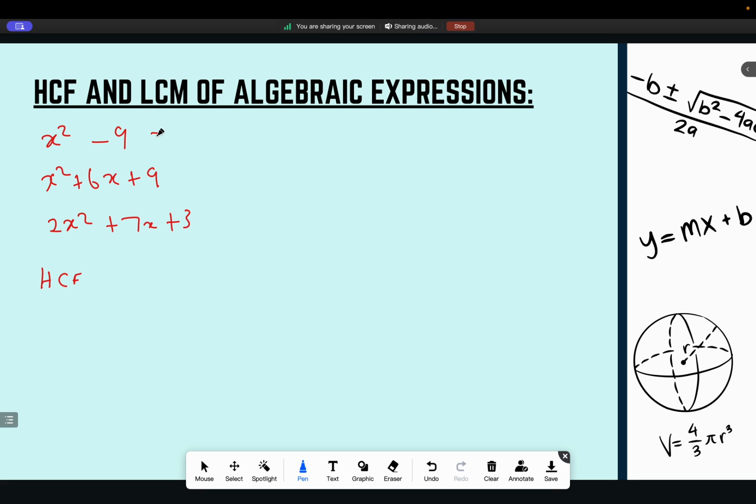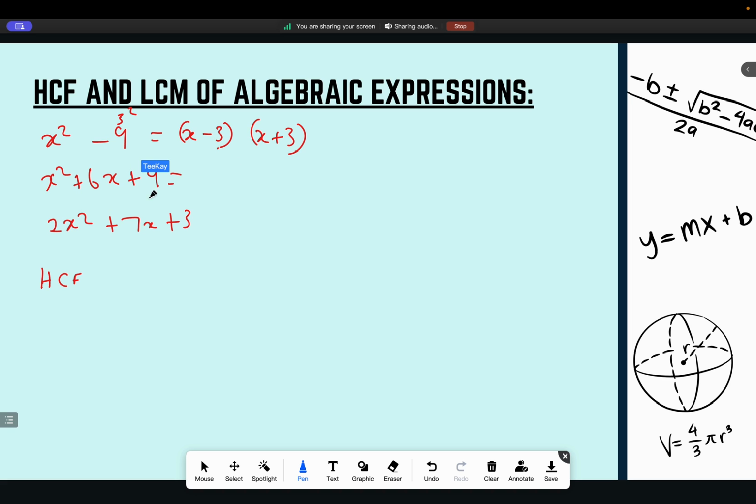So first, let's factorize this. This one is a difference of 2 squares. So we have x minus 3, x plus 3. And to those who don't know how I got this, the 9 is 3 squared. So it made this a difference of 2 squares. That's why it was 3 here and 3 here.